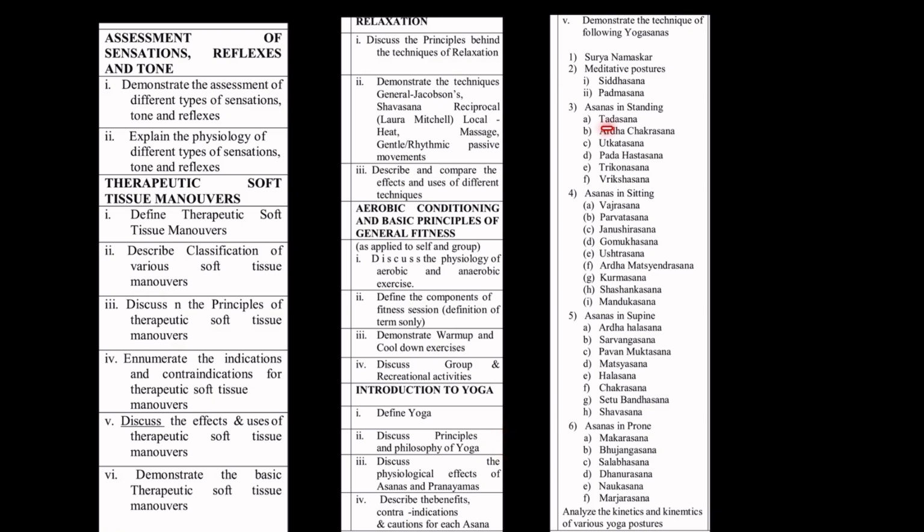For each asana, suppose for tadasana, the stick diagram is important, then indications, contraindications, then starting position, then releasing position. Everything should be written in your theory paper. Also you have to mention it while demonstrating it in the practical. Also which muscles are getting stretched and which muscles are getting strengthened should be there. And do's and don'ts should also be included in your theory as well as practical exam.